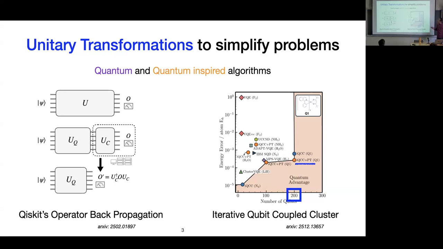Another approach which has been pioneered by Arthur's group is the quantum-inspired algorithms. For example, the iterative qubit coupled cluster methods, which have shown to be the benchmark of classical methods. You are essentially transforming the observables, the Hamiltonian, which is being estimated, and you are doing some calculations to get ground state energies. And this method has recently hit around 200 qubits, around 100 molecular orbitals. So these kinds of methods have shown a lot of promise nowadays.